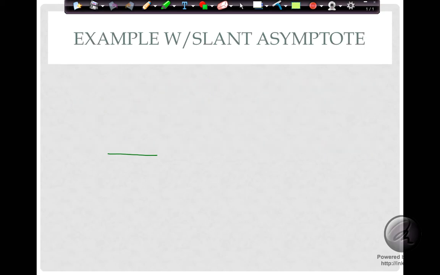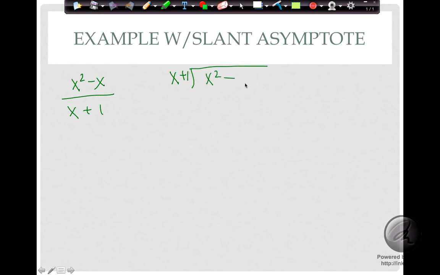So let's take a look at what that's going to look like here. So here we go. We have a function that looks like this: x squared minus x over x plus 1. We notice that the numerator has one more degree than the denominator. So we're going to do a quick x plus 1 division into x squared minus x. Multiply by x, we get x squared plus x. We subtract, we get negative 2x.